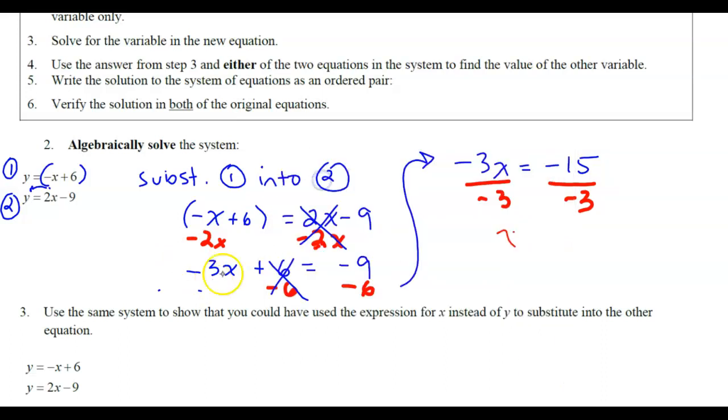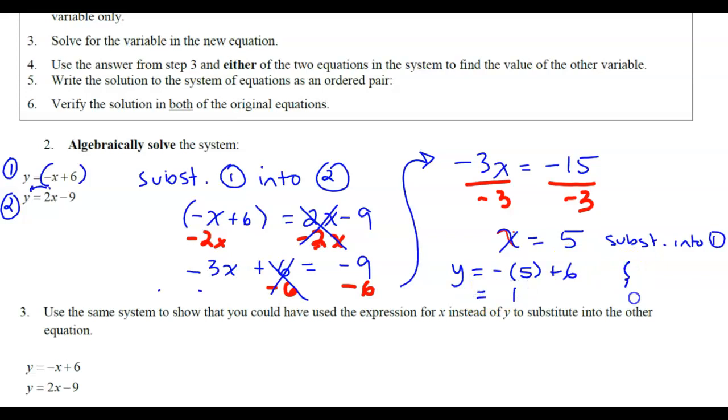Okay, so we'll get x equals 5. Okay, but we're not done. So now you have to take that 5, and I'm going to substitute that back into either equation. I'm going to put it back into equation 1. So then y equals negative 5 plus 6, which is 1.